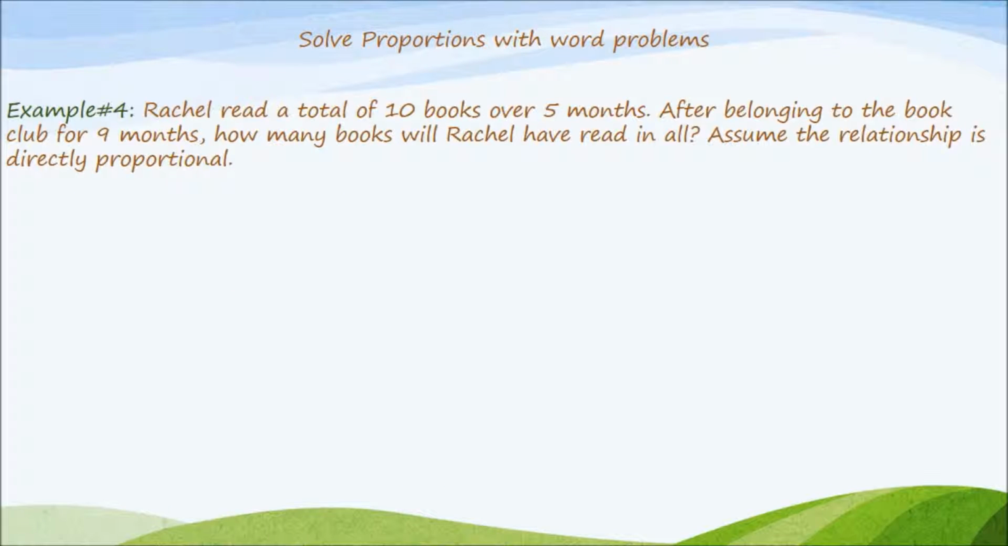All right, question number 4. Rachel read a total of 10 books over 5 months. After belonging to the book club for 9 months, how many books will Rachel have read in all? Assume the relationship is directly proportional.